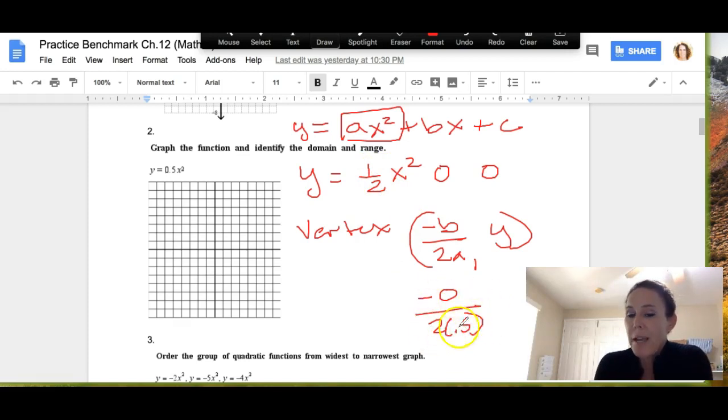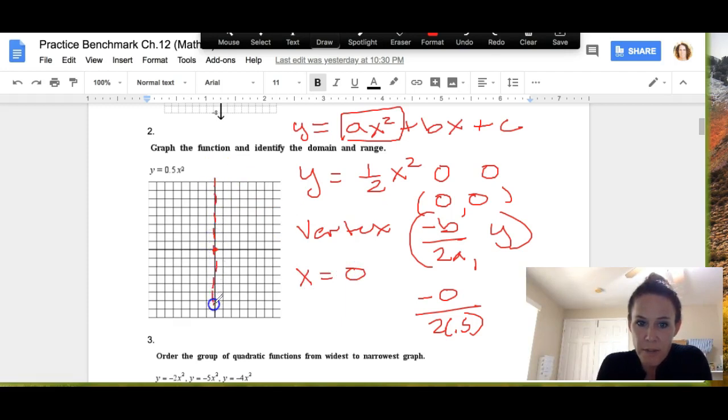If we calculate this out, 0 divided by anything is just 0, so my vertex x value will be 0. Now I'd like to find my y value, so I plug it into my function. 0 squared is just 0, times 1/2 is 0, and I get 0 for my y value. All right, so there's my vertex, (0, 0). My axis of symmetry goes right through my vertex, so it's going to be x = 0. There's my axis of symmetry.